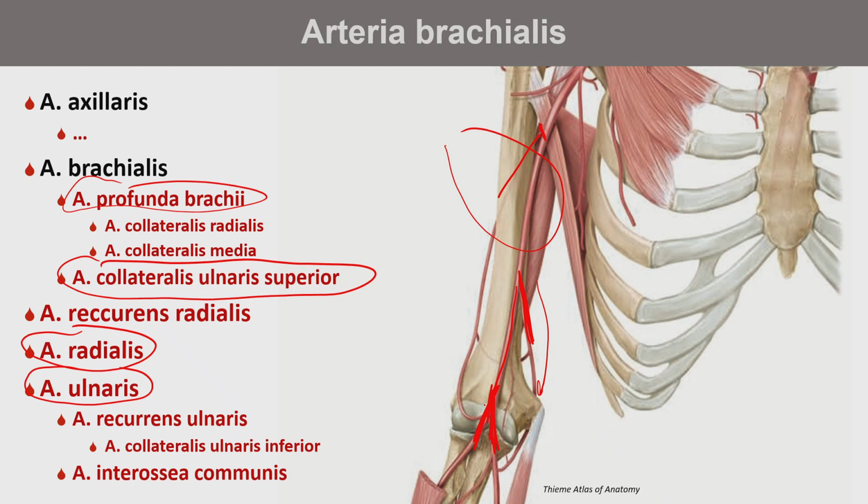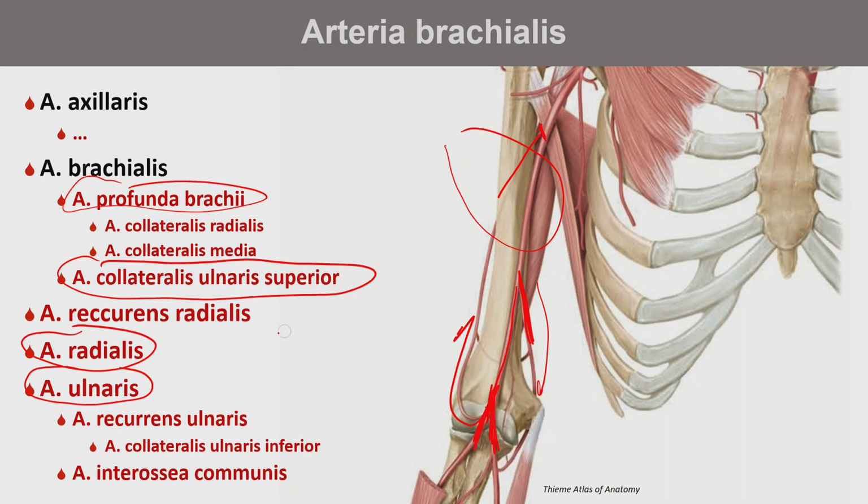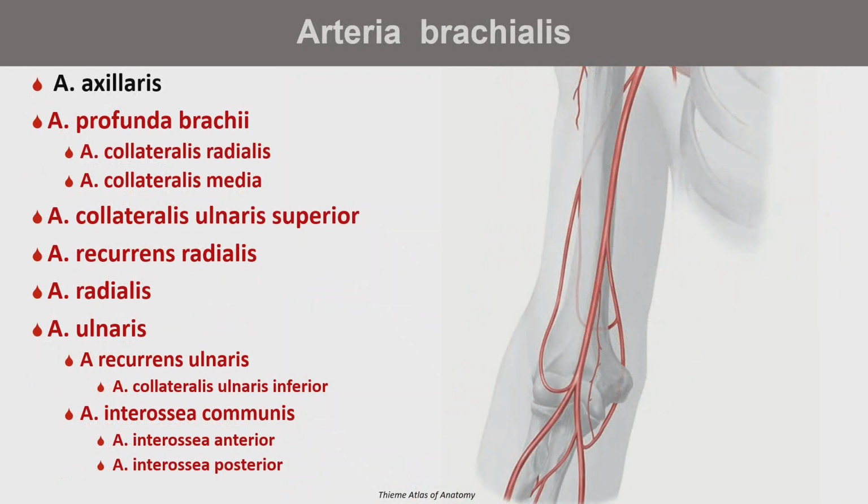From this part we can see a recurrent branch, which is called the recurrent radial artery. On the other side, from the ulnar artery goes the recurrent ulnar artery, and those arteries form a web circulation around the elbow. Then we have the last important artery in this region, which is called the interosseous artery. So once again, the elbow and the arteries around it.